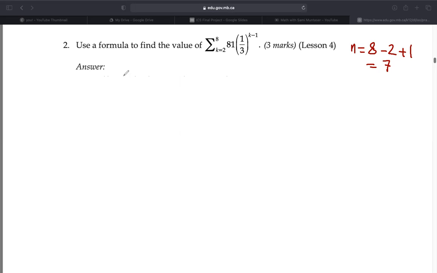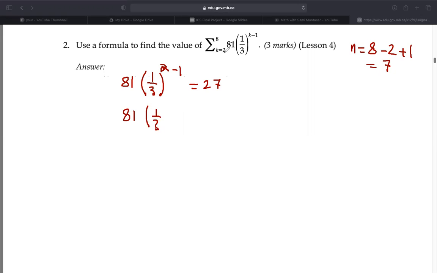Now let's find out the first term. For T1, we just expand the sigma notation, writing the first 2 terms. If we sub in 2 for k, we'll have 81 times 1/3 to the power of 2 minus 1. That's going to be 1/3, so 81 times 1/3 will give you 27. That's the first term.